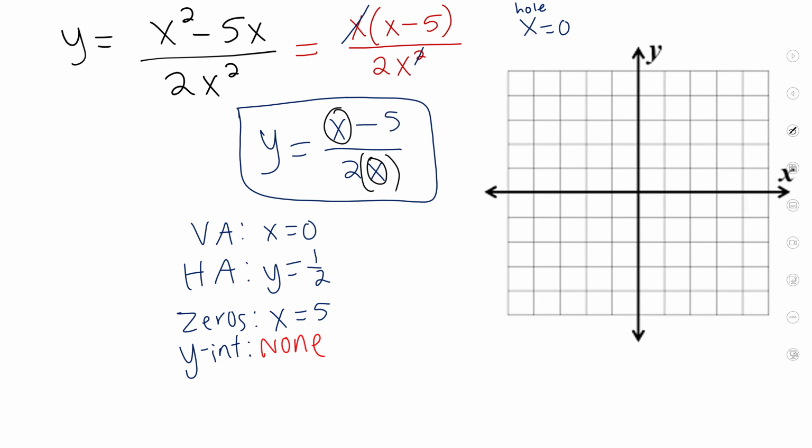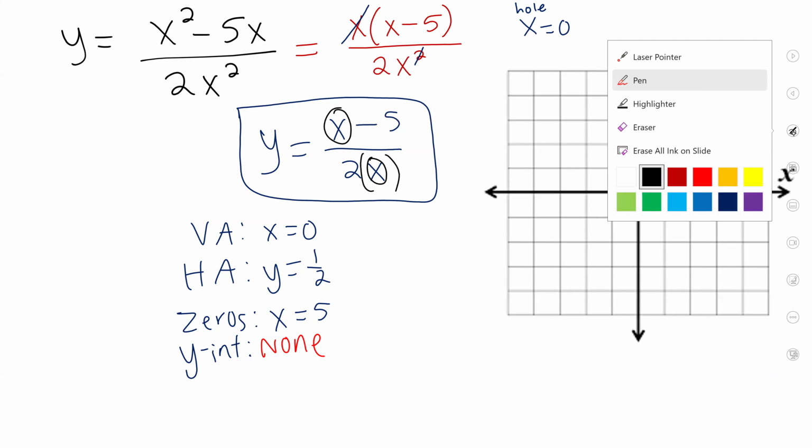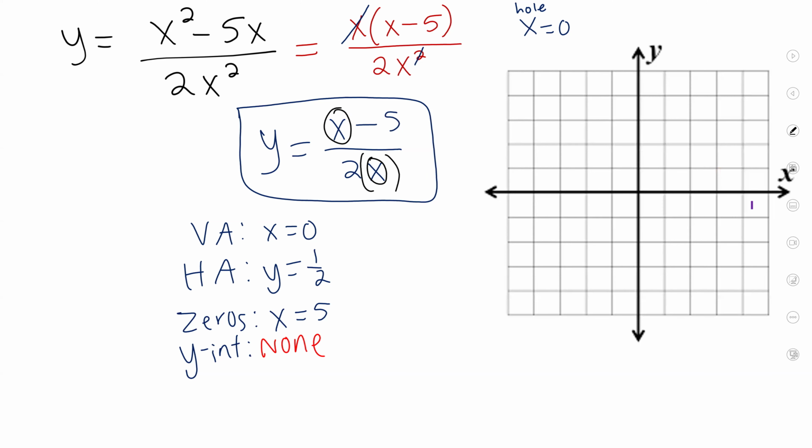Okay, so let's go ahead and graph this. Your vertical asymptote is right here, which makes sense. You can't be on this line. That's why we have holes here. Your horizontal asymptote is at 1/2. You have a 0 at 5. And you don't have a y-intercept, which makes sense because you have a vertical asymptote on the y-axis there. Okay, so if we graph it, it should look something like this.